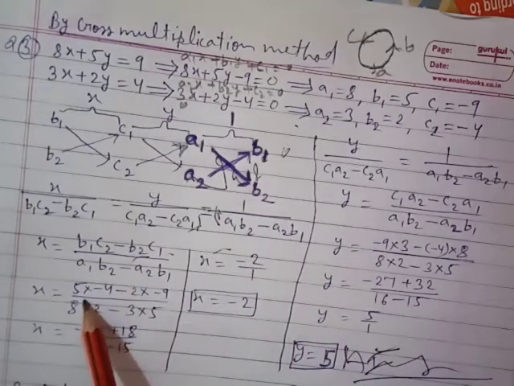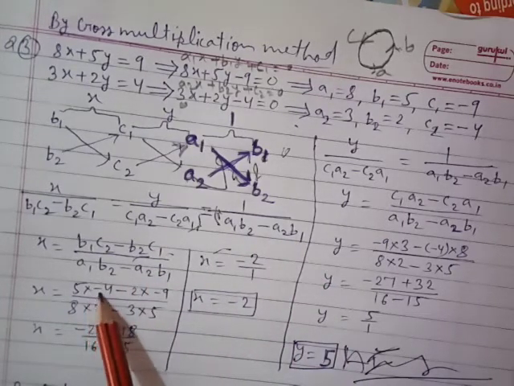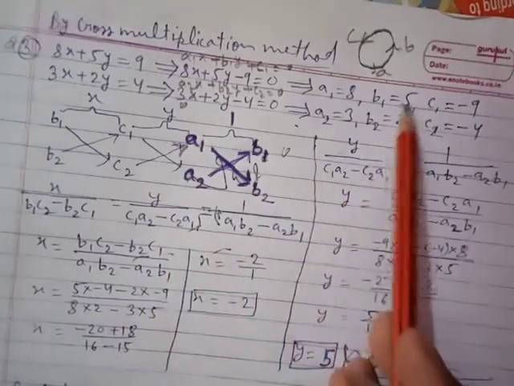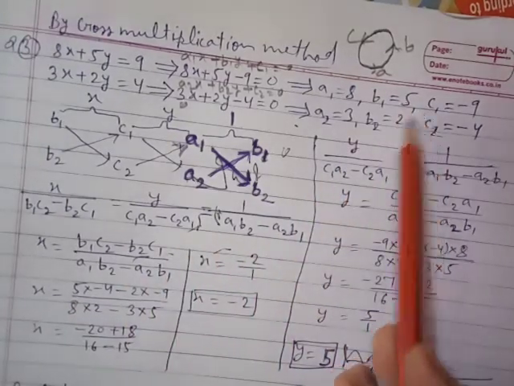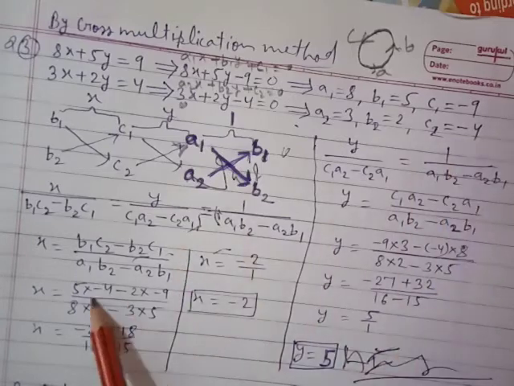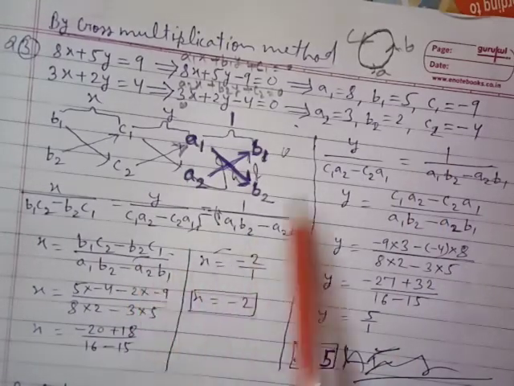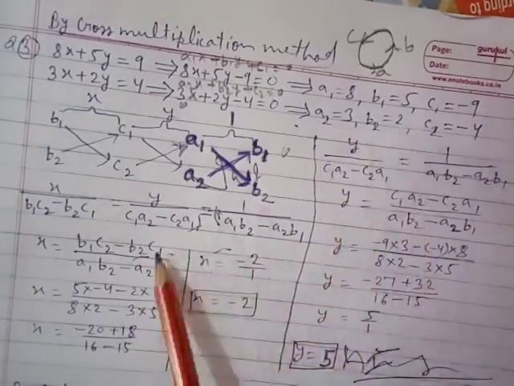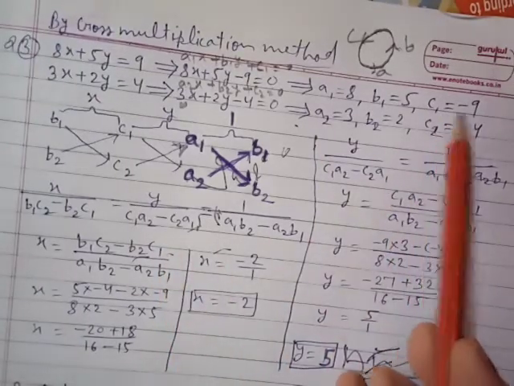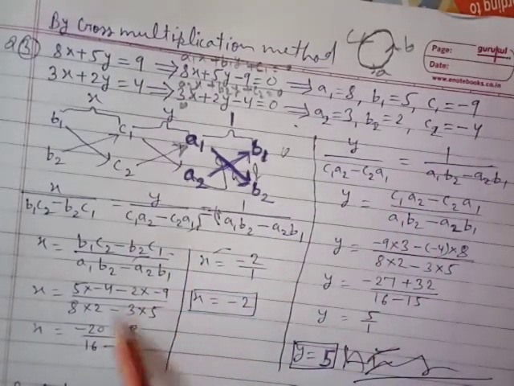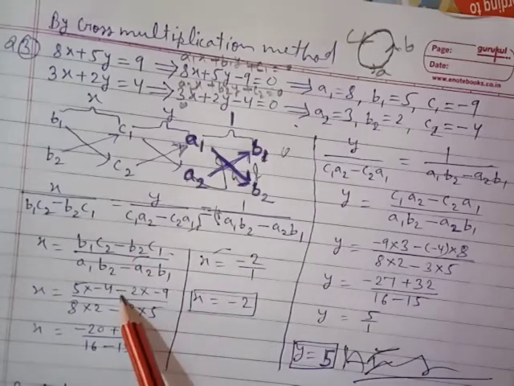Now put the values of b1 and c2. b1 is 5, c2 is minus 4, so 5 into minus 4. b2 is 2 and c1 is minus 9, so 2 into minus 9. Here it was minus, so here it is minus.